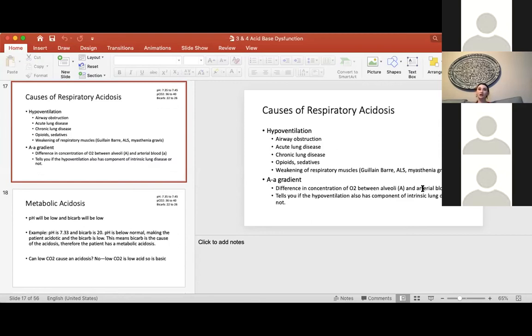So the A-a gradient is going to be the difference of oxygen between the alveoli and the arterial blood, and it's going to tell you if the hypoventilation is from intrinsic lung disease or if it's not.